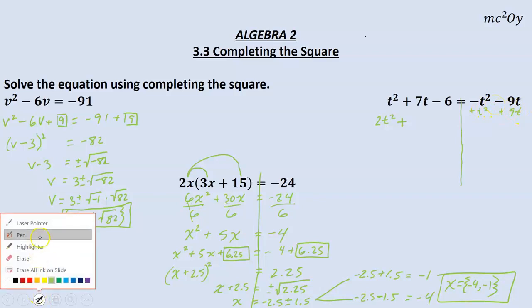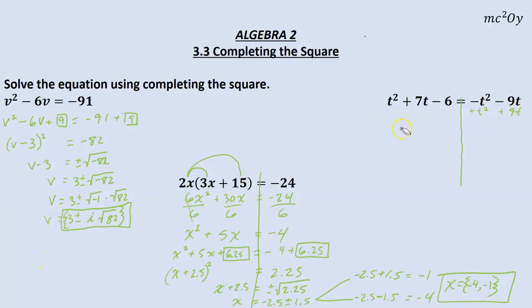Maybe I should actually show that. I'm going to add t squared, add 9t. Here you get 0 and 0. Here you get 2t squared plus 16t minus 6 equals 0. Now I'm going to get rid of that 2, that a term again. So I'm going to divide every term by 2.